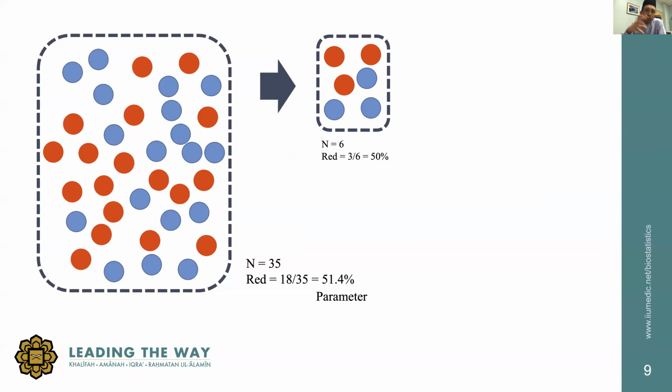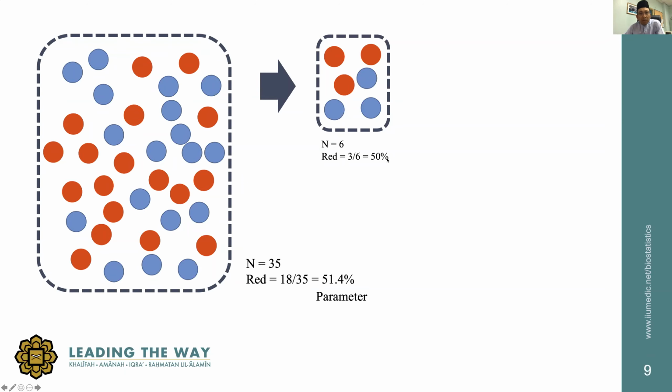If we randomize the balls properly and then select 6, we may get 3 over 3, so it gives you a prevalence of 50%. But as I told you just now, the 50% here is actually the estimate from the sample. So this is the statistic. This is actually the parameter for the population. But in reality, you will never know this value. You only have this value.